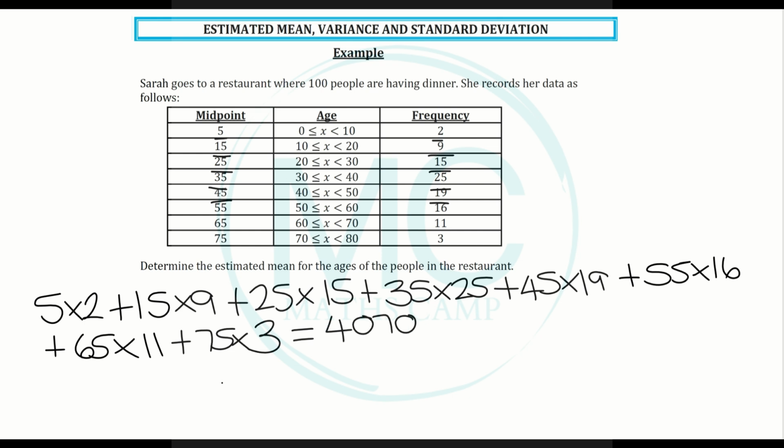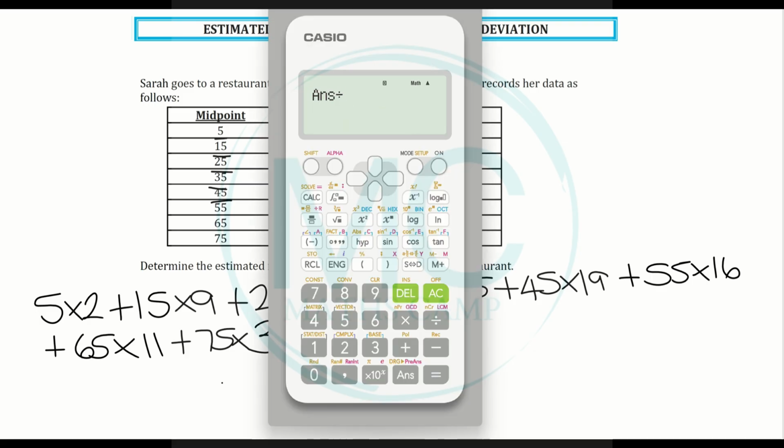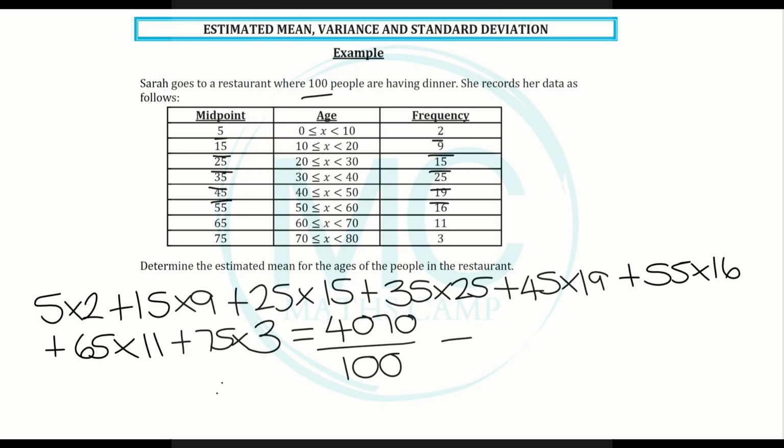4,070. Now we divide by the total frequency. And in this question, we can see that that is 100 people. So divide by 100, take my calculator, divide by 100 is equal to 40.7. This is my estimated mean.